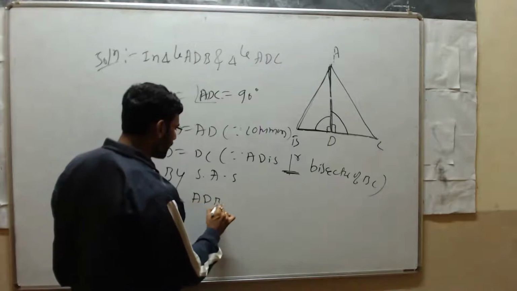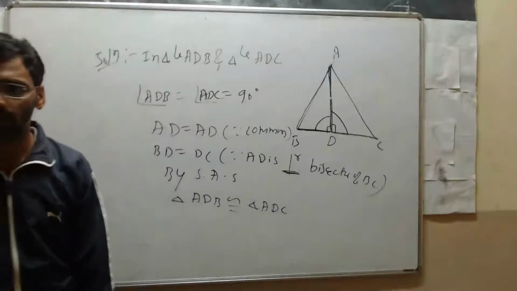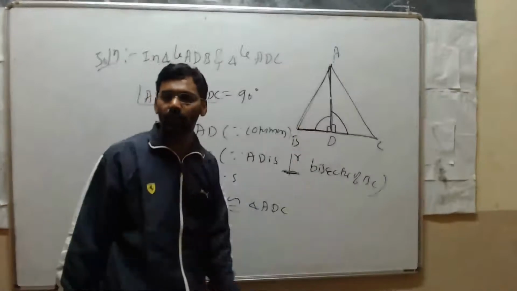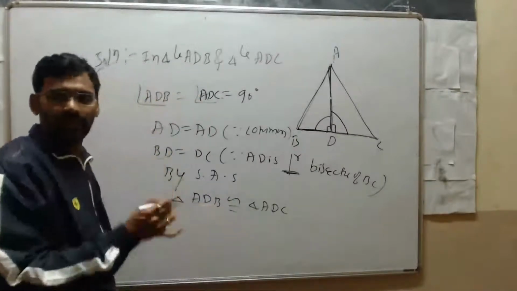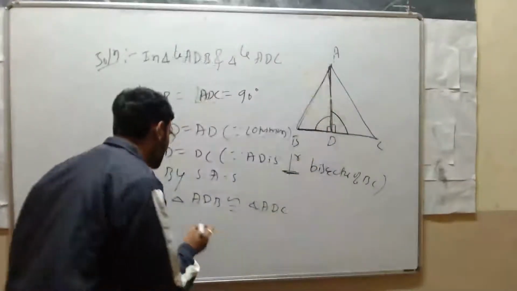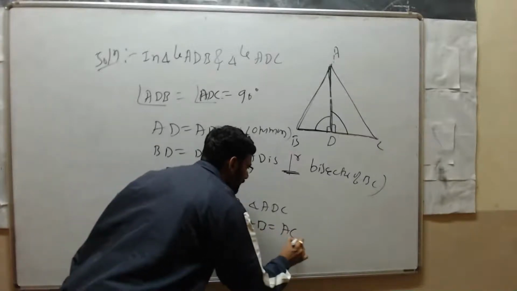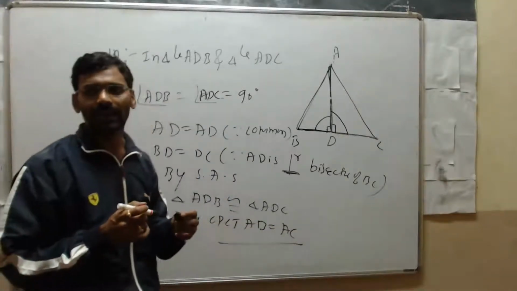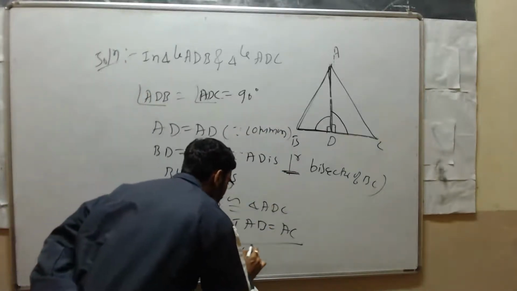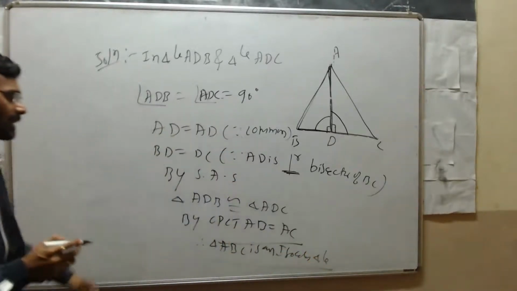Triangle ADB is congruent with what? Triangle ADC. If these two triangles are congruent, by CPCT their corresponding parts are equal. We have already proved these parts equal. In corresponding parts, by CPCT, AB equal to what? AC. If AB equal to AC, therefore triangle ABC is an isosceles triangle.